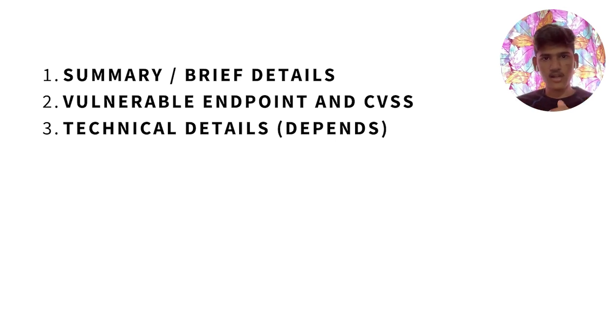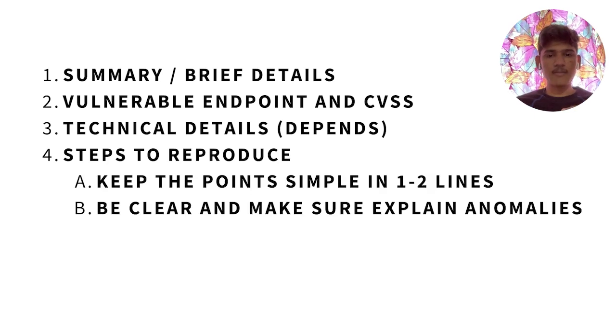Then coming to the fourth part, the steps to reproduce. Make sure to write this part point by point, and don't extend more than 1 or 2 lines for a single point. Also, make sure to track each and every step and write it down in the steps to reproduce. Also mention any anomalies or different cases that may occur. When a person is trying to reproduce your vulnerability and faces some difficulties, there is a point where he could just leave it. So if there are any anomalies, mention them in the report itself.